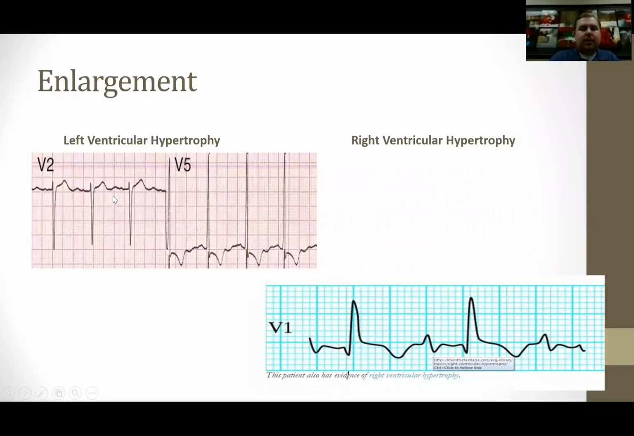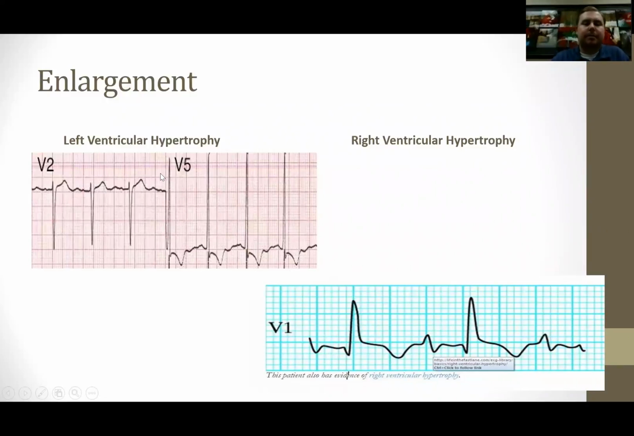Low voltage is defined as QRSs that are less than 5 millimeters in lead 1, 2, or 3, or QRSs that are less than 10 millimeters in lead V1, V2, or V3. And so it can be either or. So you can either have the criteria met for 1, 2, and 3, or the criteria met for V1, V2, and V3, but they have to be less than that cutoff in all of those leads. So if it was for lead 1, 2, and 3, they would all have to be less than 5 millimeters. And if it was for V1, V2, and V3, they would all have to be less than 10 millimeters to meet that criteria.